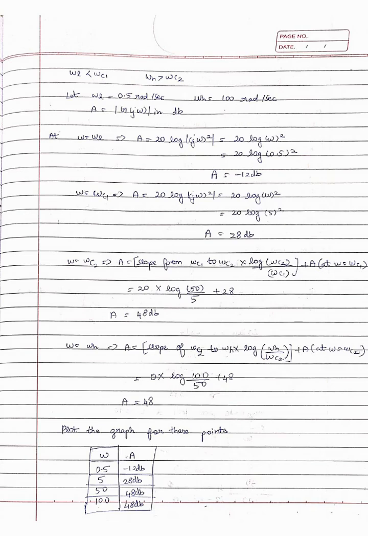At omega equal to omega H, A equals slope from omega c2 into log of omega H by omega c2, plus A at omega equal to omega c2, the previous one. So at omega H it becomes 48. So now we have the points omega and A values: 0.5 and minus 12 dB, 5 and 28 dB, 50 and 48 dB, and 100 and 48 dB. So this is the first graph we are going to plot in the Bode plot.